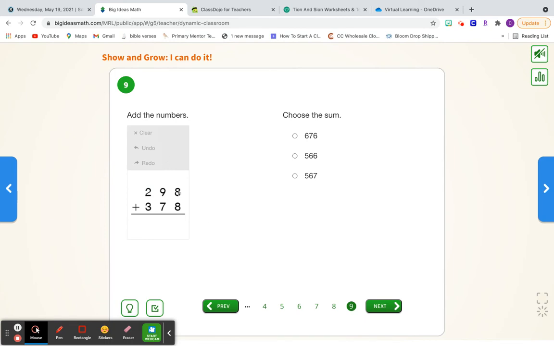All right, for number 9, we have 8 plus 8 is 16. So we're going to write our 6, carry our 10. 1 plus 9 is 10, plus 7 is 17. Write our 7 tens, carry our 100. 1 plus 2 is 3, plus 3 is 6. 676.